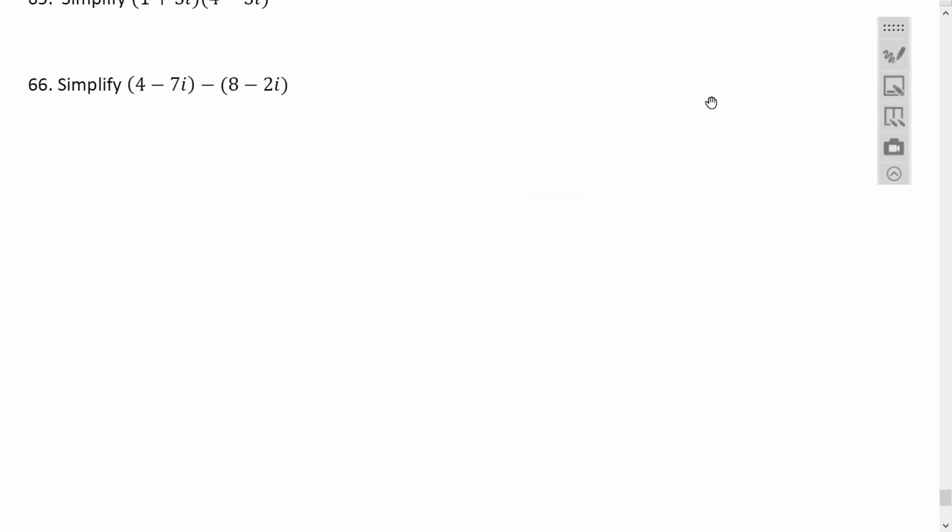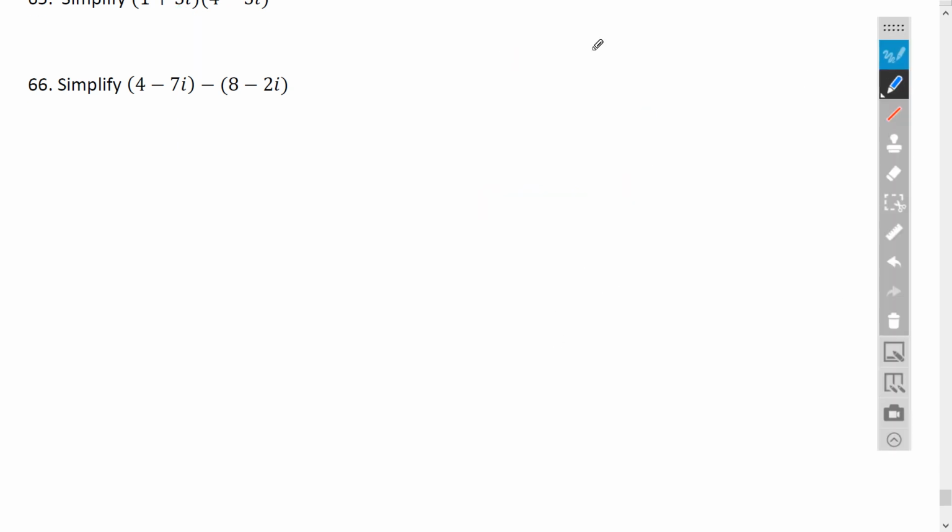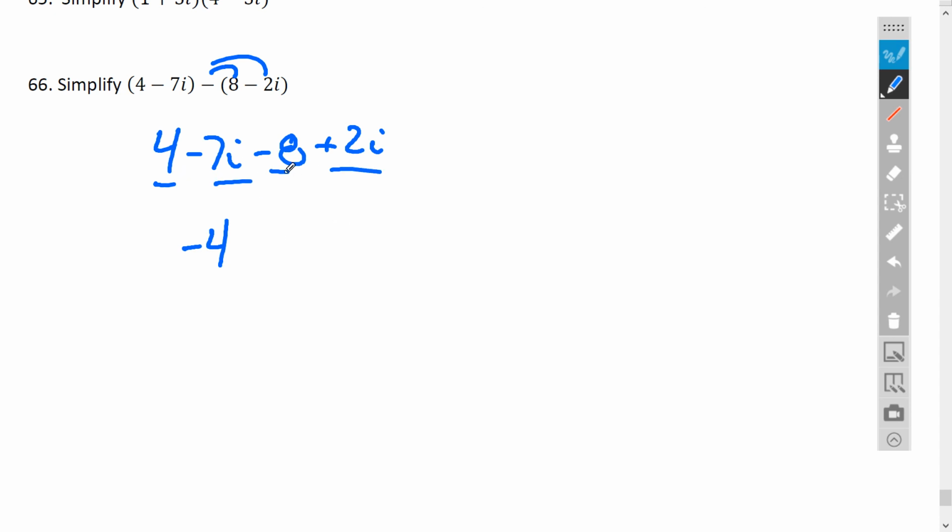Okay, and then number 66, we have 4 minus 7i minus 8 minus 2i. So this is just subtraction, so we just need to subtract both of these. So 4 minus 7i minus 8 minus negative 2i, which is plus 2i. Combine the like terms. 4 and negative 8 is negative 4, and negative 7i and positive 2i is negative 5i. So negative 4 minus 5i.